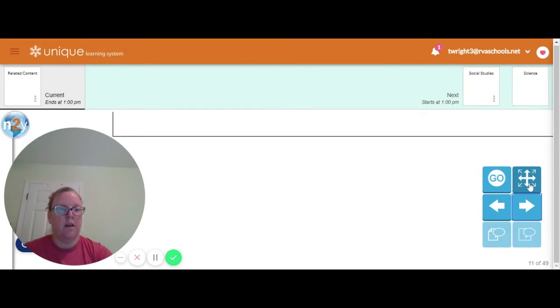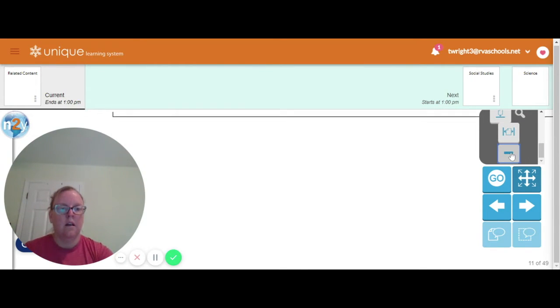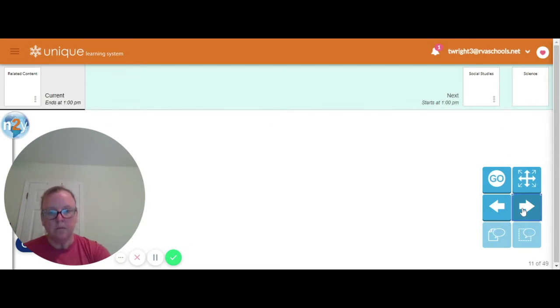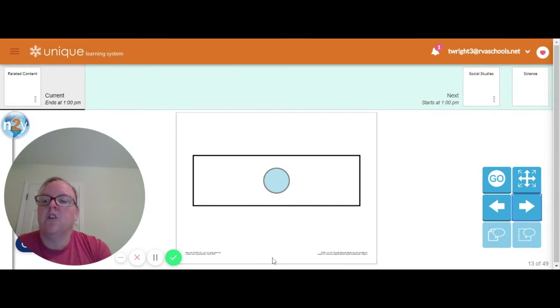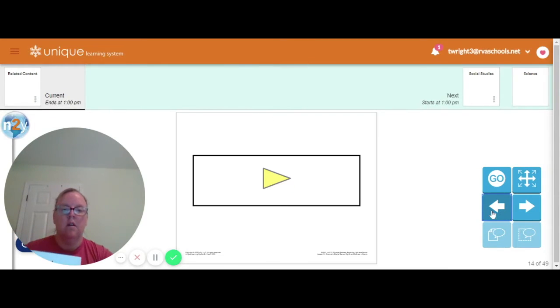I'm going to move on to our next page. I'm going to make it a little smaller so I can see it. There we go. All right, so the first shape we talked about was a circle. Point to it. Shape. Circle. That's right. Then we have the triangle, and that triangle looks like this. Triangle.